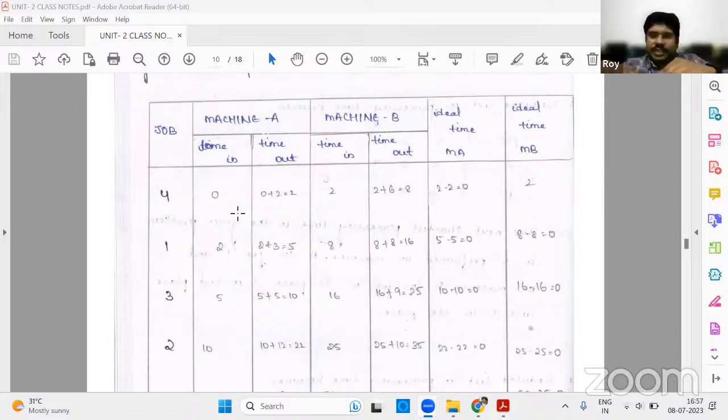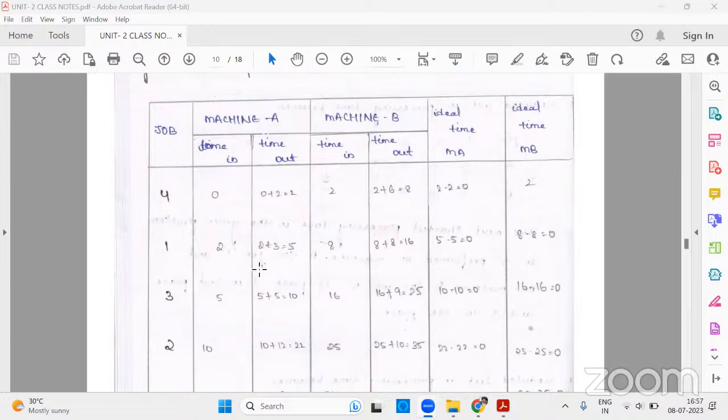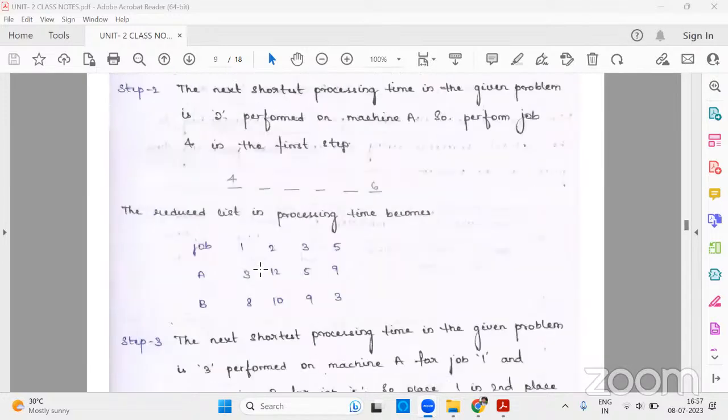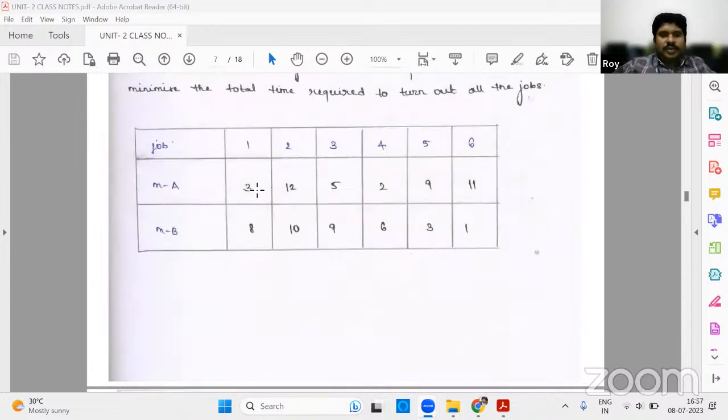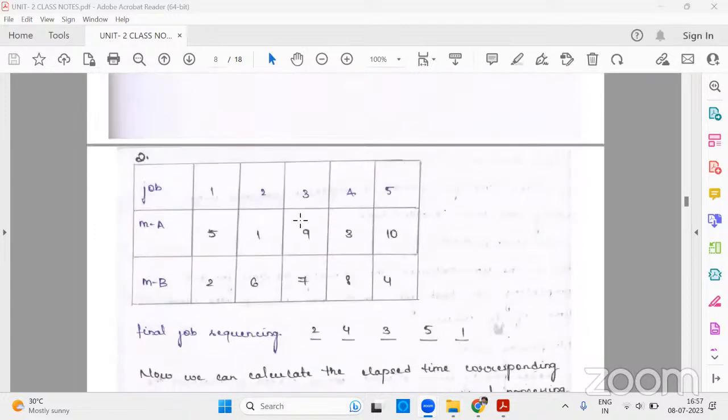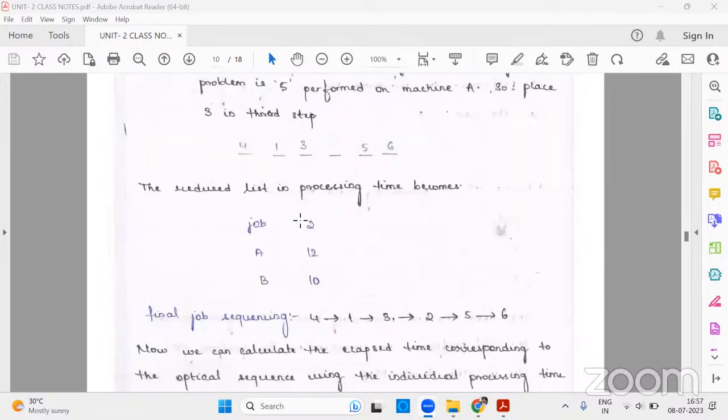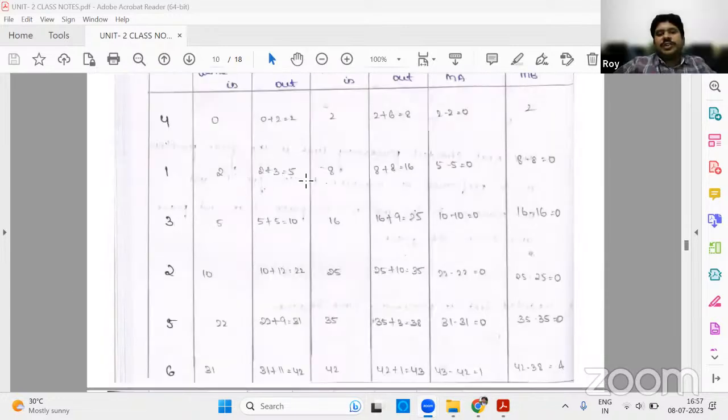Now again, job 1 is coming. But how many minutes has it waited? To complete the previous job, it is taking 2. That is why we are taking this 2 as the in time. And to complete job 1 on machine A, how much time does it take? 3 minutes. So 2 plus 3 is equal to 5.